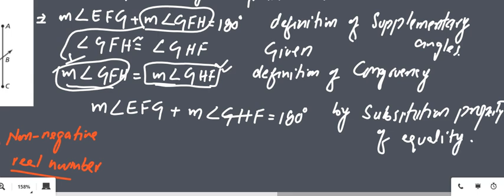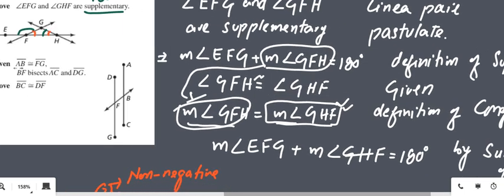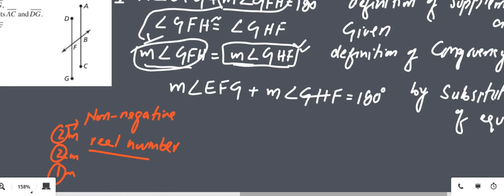Okay. So what did I prove? I proved that the angle sum of EFG and the angle sum of GHF is 180 degrees. So they are supplementary. So hence proved. Okay. So that's it. That's what we have to prove, that they are supplementary. Is it clear? Yeah.